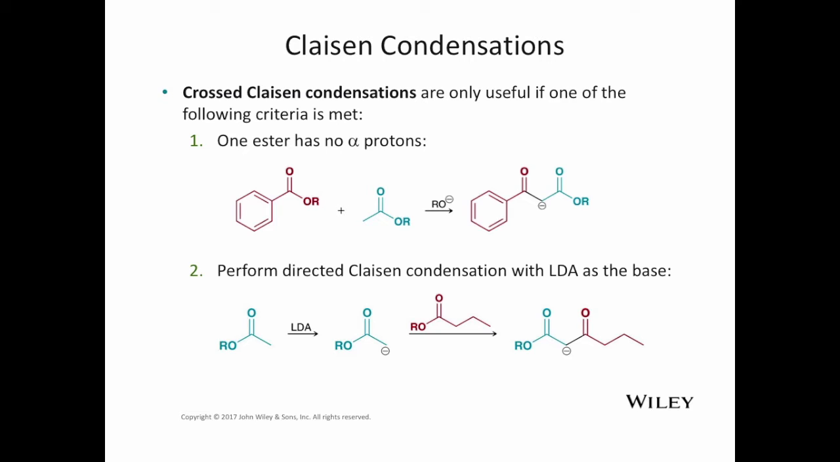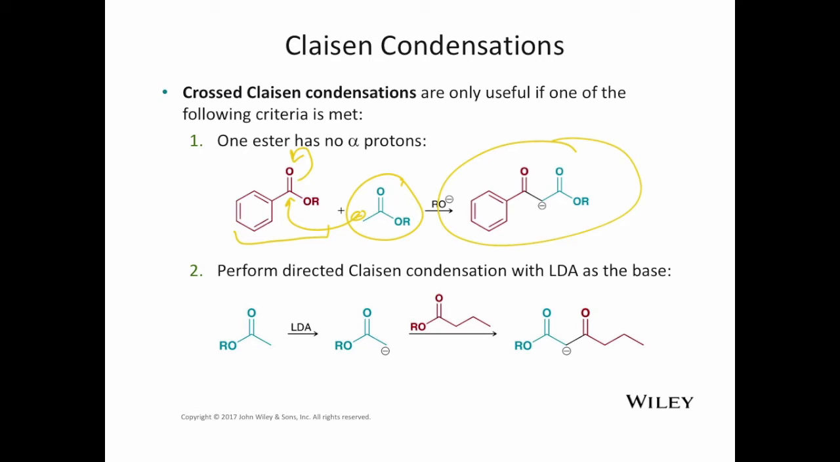Just like with the aldol, we can get crossed Claisen condensations, and these are only useful if one of the following criteria is met. One of the 2 has no alpha proton, like what we saw with the aldol. This means that only one of the 2 can be the enolate. In this case, the molecule shown in red here doesn't have any alpha proton, so it cannot form an enolate, but this does. So this would form the enolate and attack the carbonyl carbon in the first step of the mechanism. And eventually you would get to this beta-keto ester.